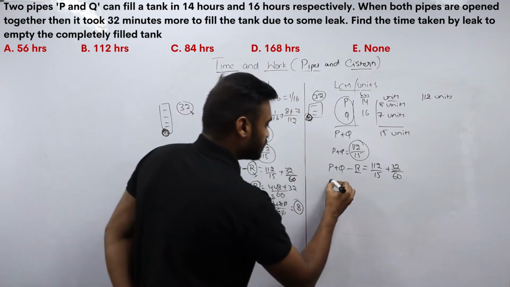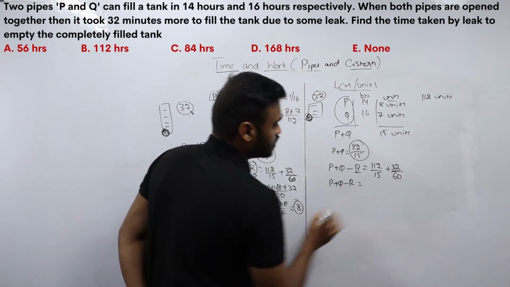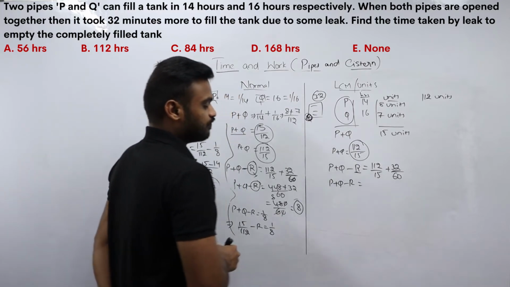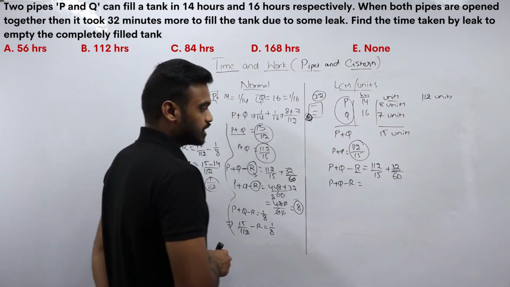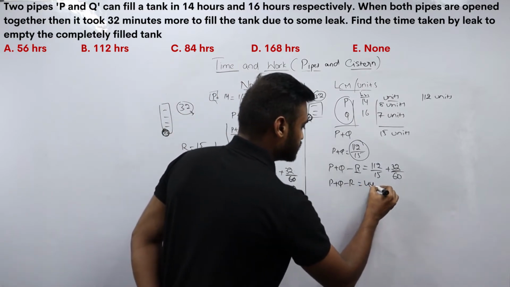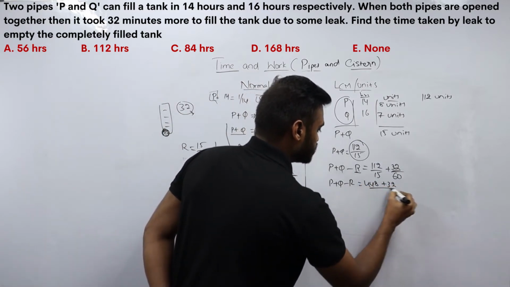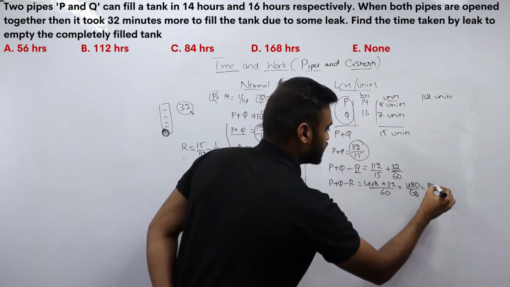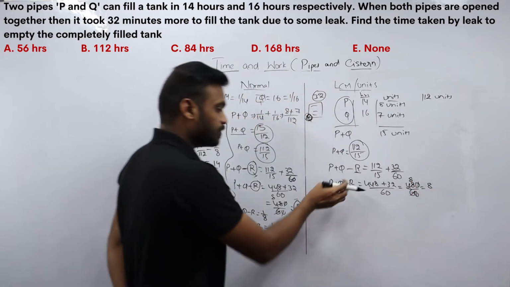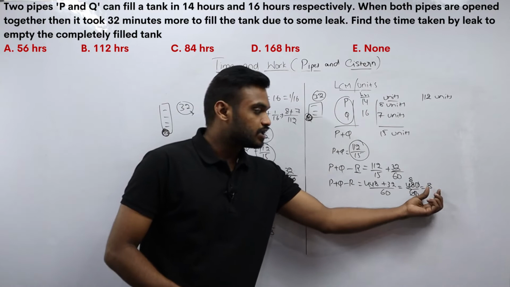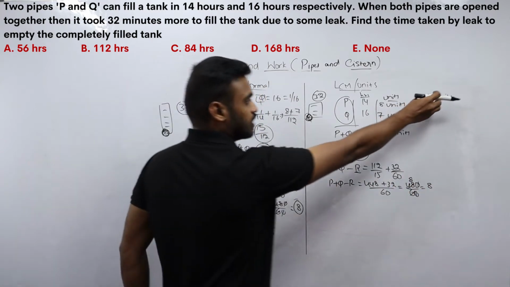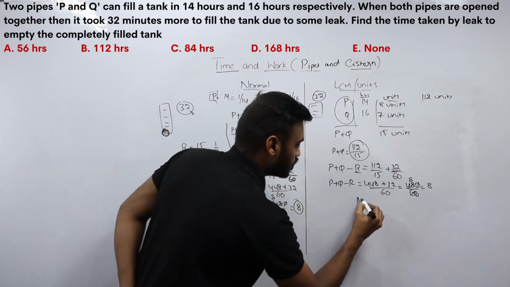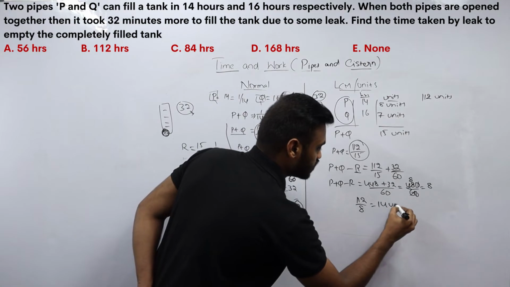Now we will get P plus Q minus R equal to 112 by 15 plus 32 by 60. The LCM of 15 and 60 is 60, so 112 into 4 is 448, plus 32, over 60. So we get 480 by 60, that is 8 hours. So P plus Q minus R totally takes 8 hours to complete the work, that is 112 units of work. So per hour it is doing 112 by 8, that is 14 units of work.